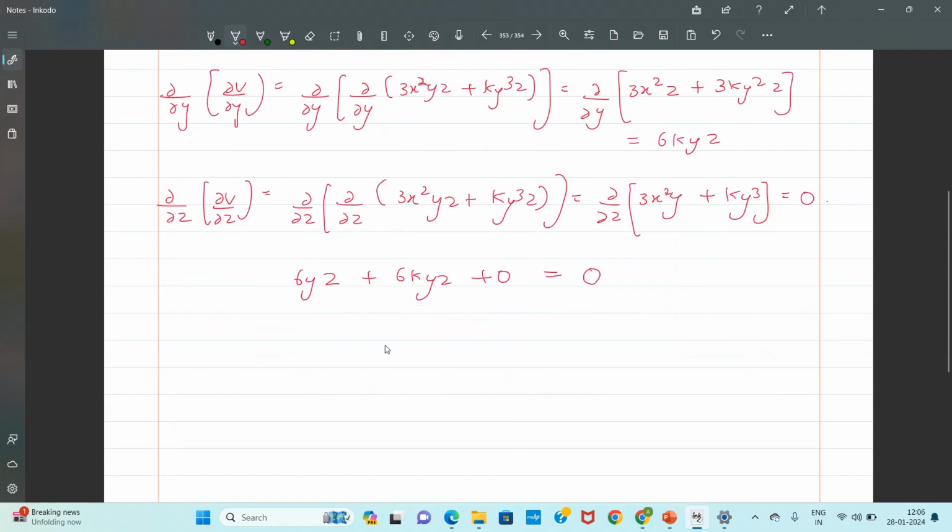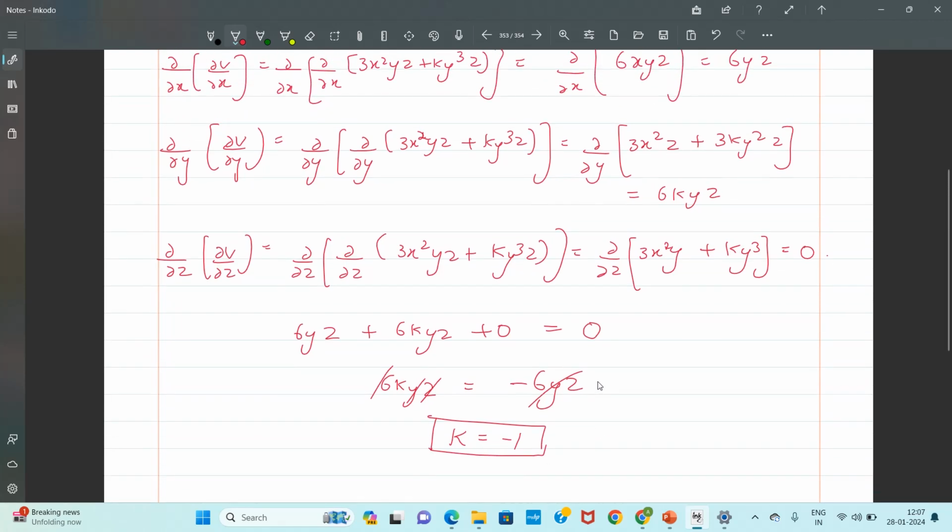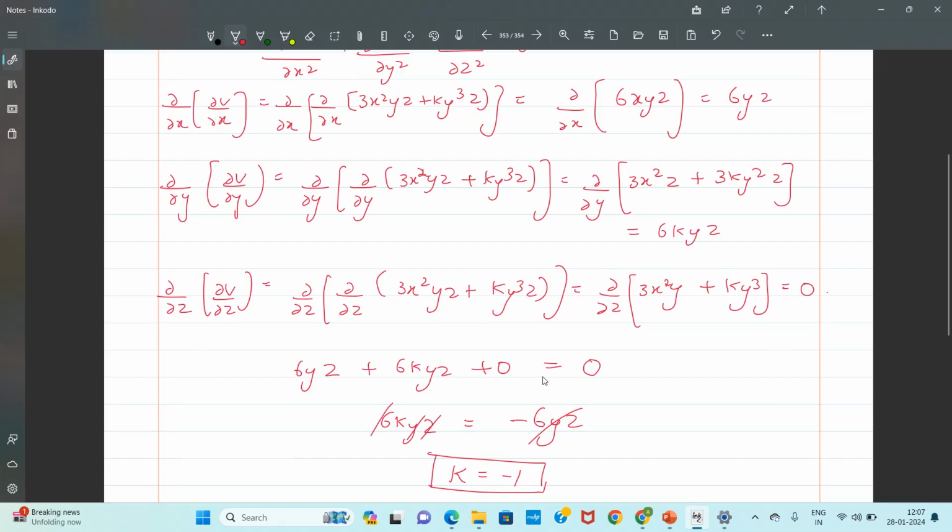Okay, so now we can say that, can I just take 6kyz on the same side and 6yz can go to the other side. So it becomes minus 6yz. So 6yz on both the sides get cancelled and you will find out that k value is equal to minus 1. So this is how we solve for the first part. They've already mentioned that it is satisfying Laplace equation. So the Laplace del square V should be equated to 0. Whatever result you're getting, you just equate it to 0 and you can find out the unknown value. Okay. So this is how you solve the first part of the problem.